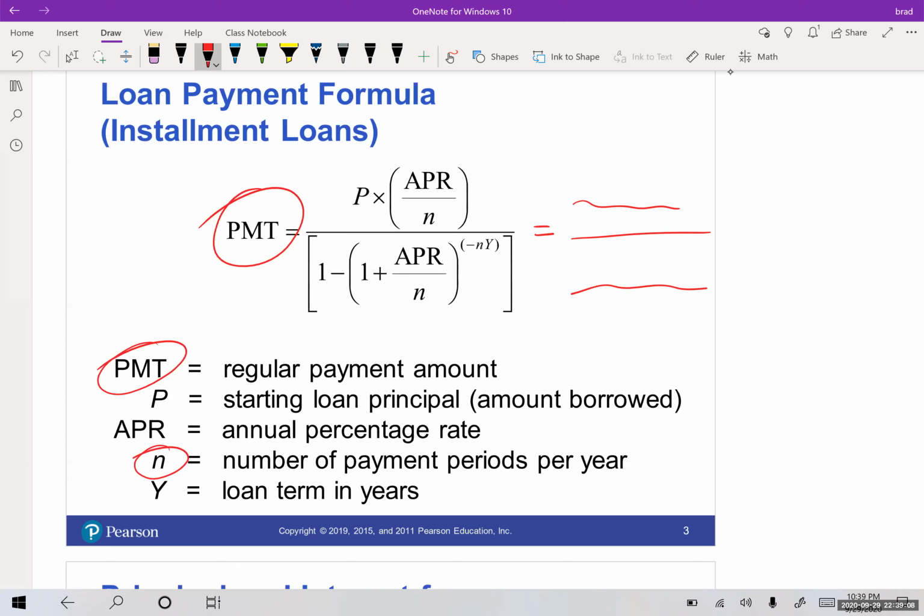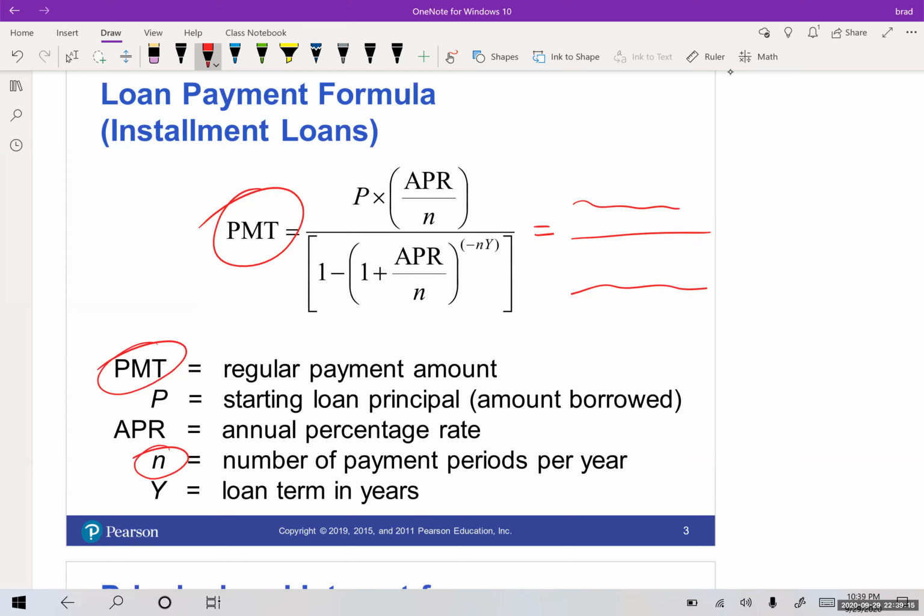Normally N in our previous section was the number of times it was compounded per year. Now we're going to use N to represent the number of payments per year. Okay. And then Y is the loan term in years. Sometimes we can use T as well. I use T often, so if I accidentally write T, it's the same thing, just because I'm so used to it.